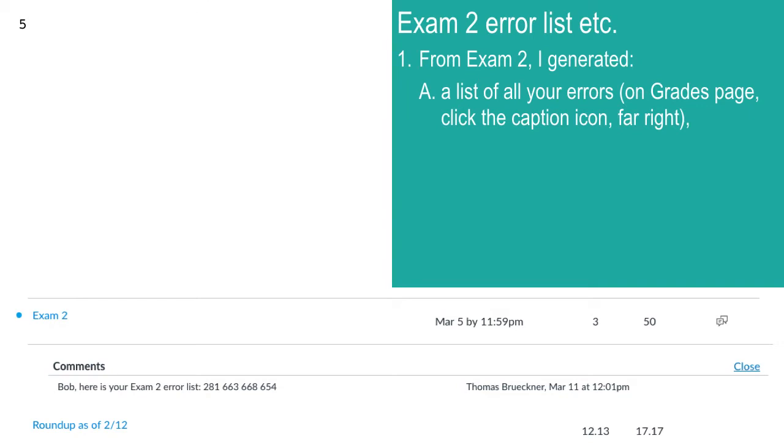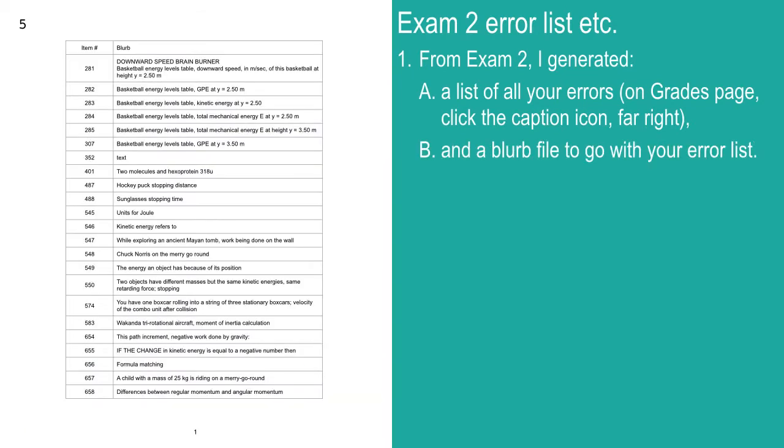So if you had, like, minus 7, you might have had only 3 items on your error list, because the matching, of course, is more than 1 point. If you miss more than 1 on the matching, you'll still only get 1 error code for that. But anyways, this is what you want to look at. For instance, this student named Bob has 281, 663, 668, and 654. So what you then do is make a note of that stuff, and then you go look it up on the blurb sheet.